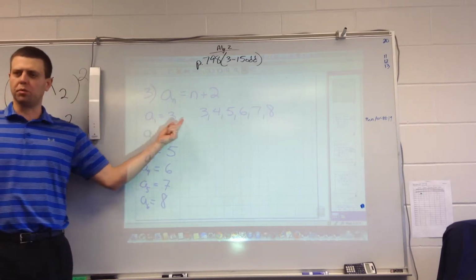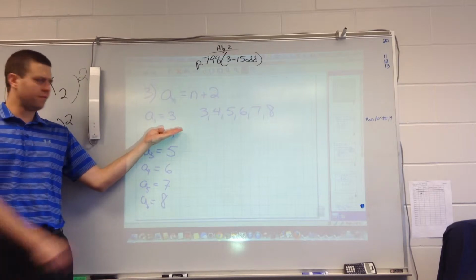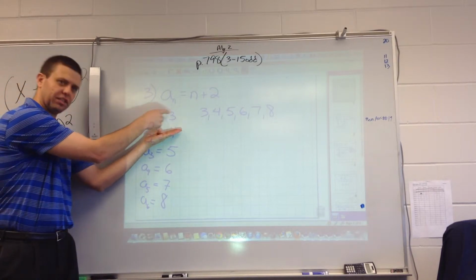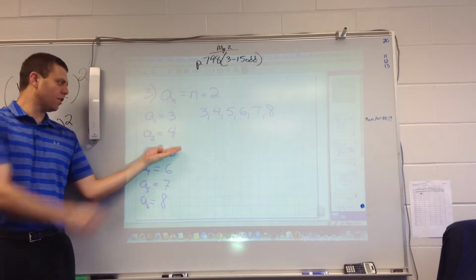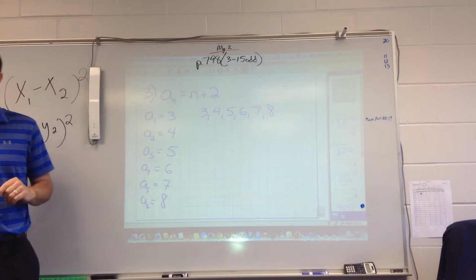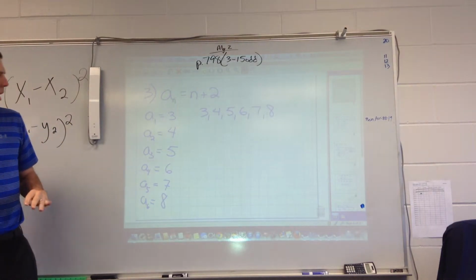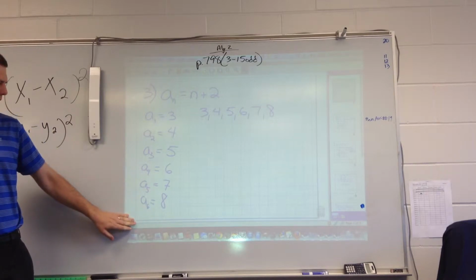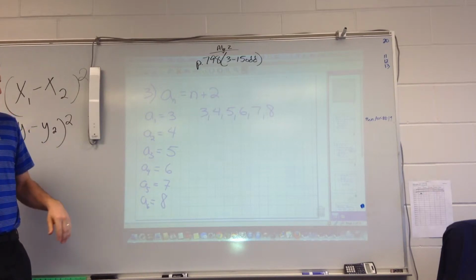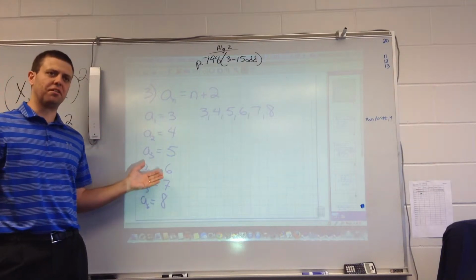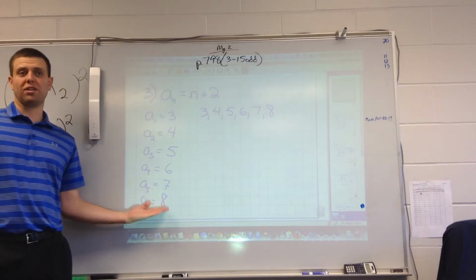A sub 1 equals 3. What does that mean again? The first term is 3, or equals 3. The second term is 4. The third term is 5, and so on. We don't have to do it like that. You won't necessarily have to write things ever this way specifically, but you might see different problems that have this written in it, and you'll see them later today. So I want you to know what that means.